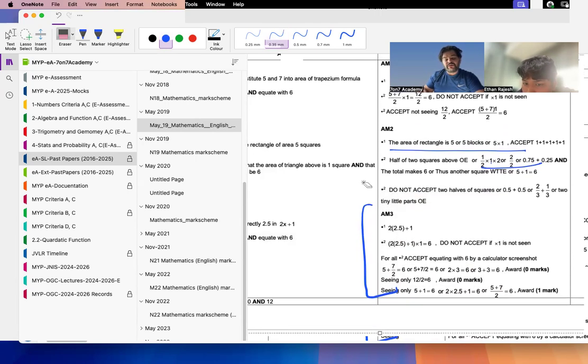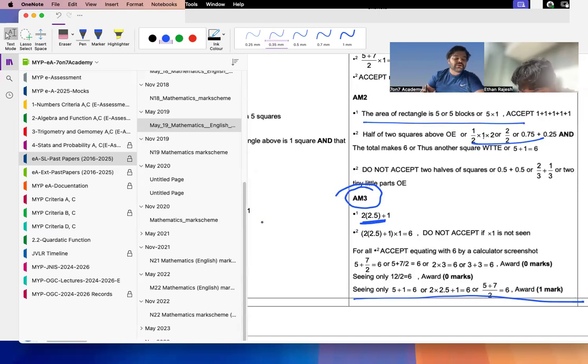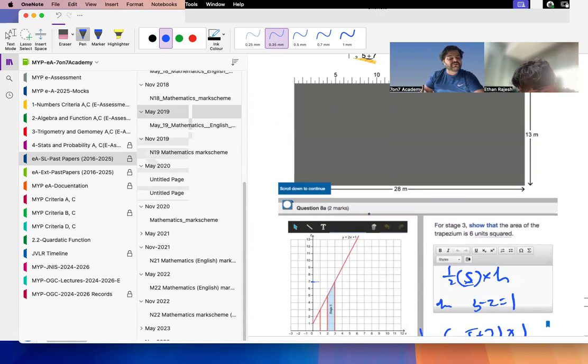Listen to me carefully. How many marks are they giving? They're giving 3 marks. Okay? AM3, meaning accuracy method marks 3. So method 1 for this, but you have to write in appropriate mathematical language. Understand? In every question, if you do e-assessment, there will be a tab here for the formula. If the tab gives the trapezium's formula, then you use it and substitute the values.